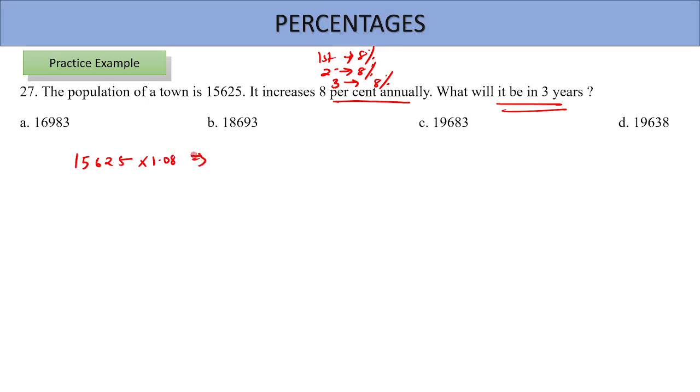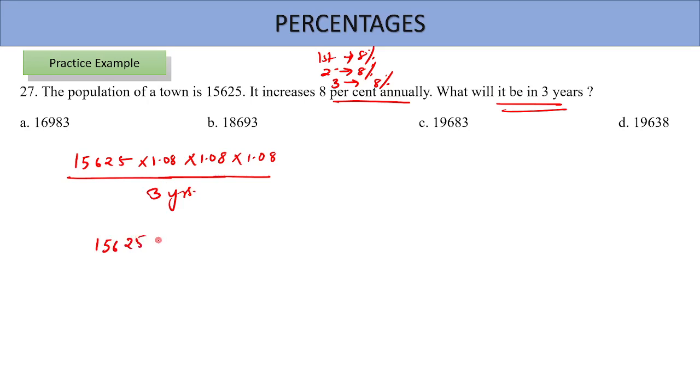So I can say that in the first year it increases by 8%. This is the population at the end of the first year. And after the end of the first year, this will again increase by 8%. Now this is the population at the end of the second year. And again it will increase by 8%. So this is the population at the end of the 3 years. So you have to solve this value. Now how you will solve this, we will see over here.